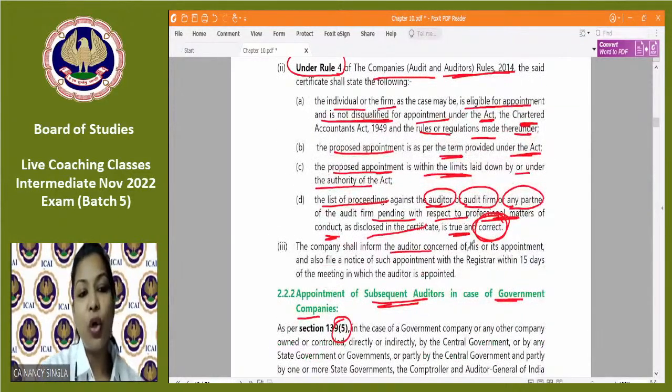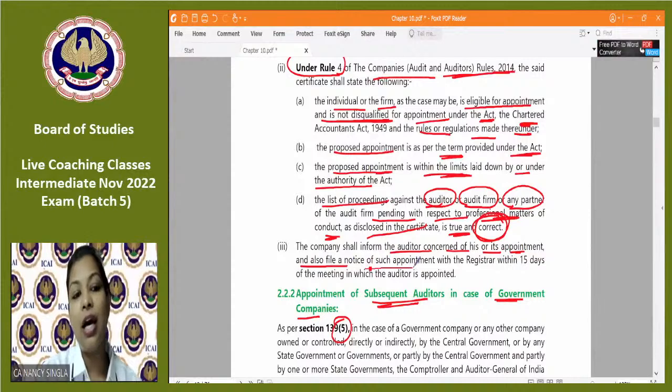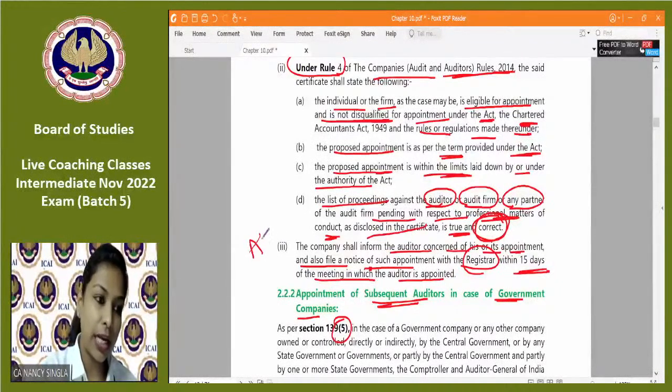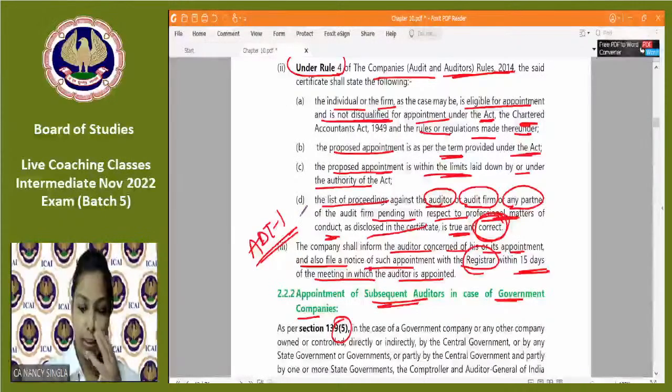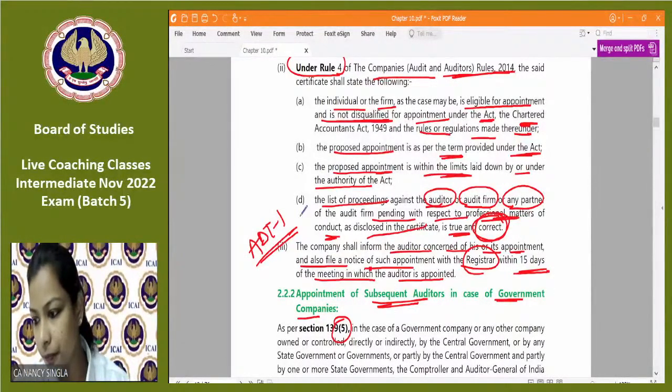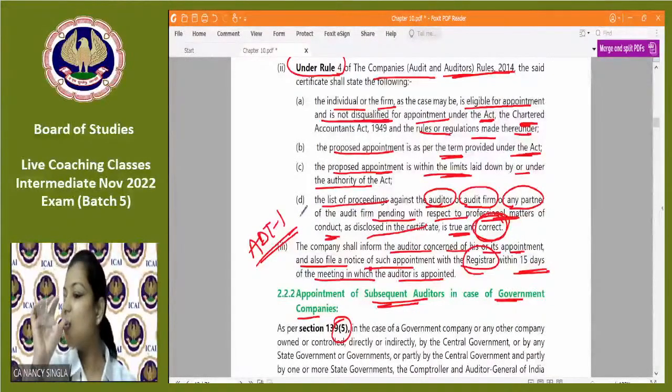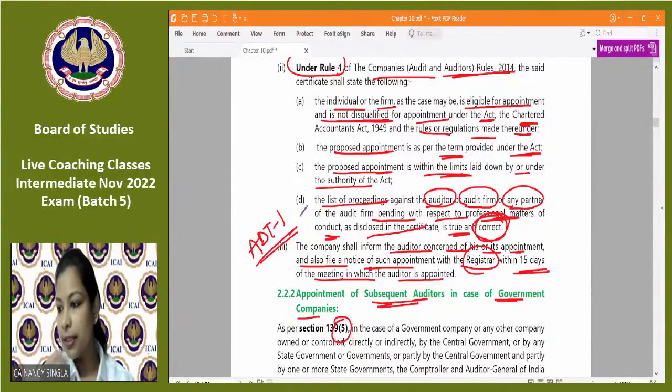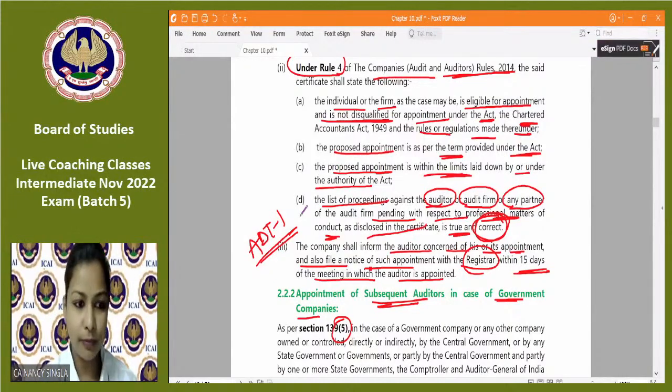The company shall inform the auditor concerned of his or its appointment, कि you have been appointed, and also file a notice of such appointment with the registrar within 15 days of the meeting in which the auditor is appointed. And I told you that form number is ADT 1. So many of you will now write, ma'am, what is ADT 1? You can just type on Google ADT 1. You can have a look at the form. It contains the detail about the auditor whosoever has been appointed as the subsequent auditor. ठीक है, is it clear?